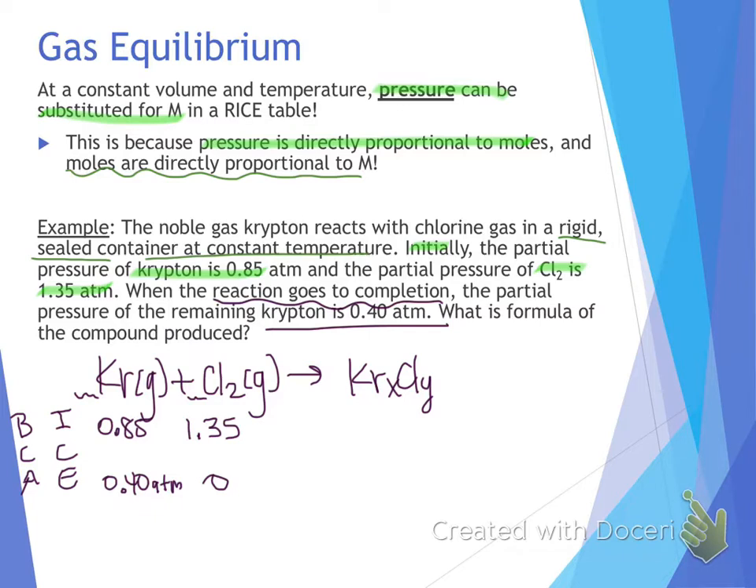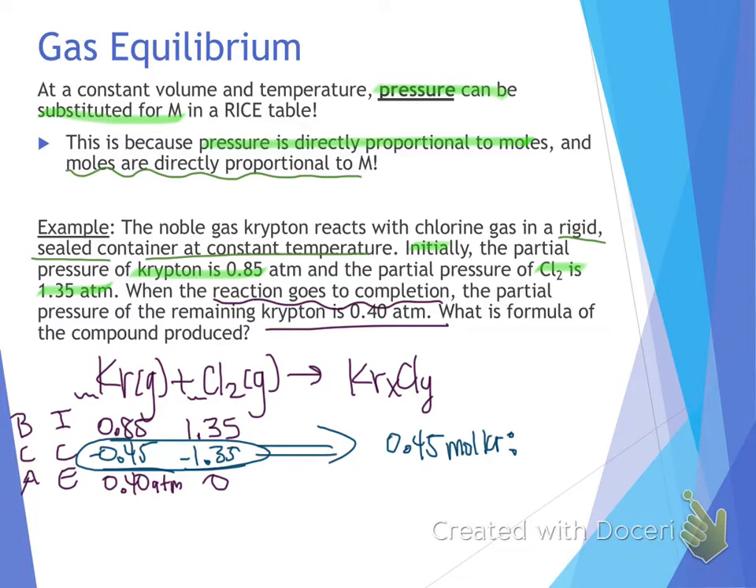If this reaction went to completion and there's no chlorine left, chlorine must have been our limiting reactant. So all of our chlorine reacted, so we know that 1.35 atmospheres of it reacted. If we started with 0.85 krypton and we ended up with 0.40, we know that 0.45 of it reacted. So remember, these atmospheres are directly related to moles. So what this is actually telling me is the ratio of atmospheres of krypton and chlorine that reacted to each other. And because those are directly proportional, that is also my ratio of the moles of krypton that reacted to the moles of chlorine.